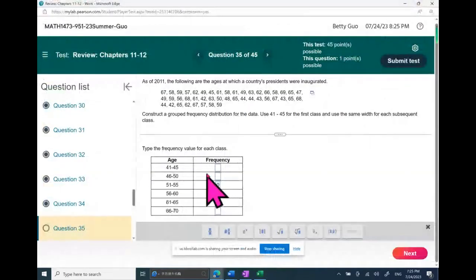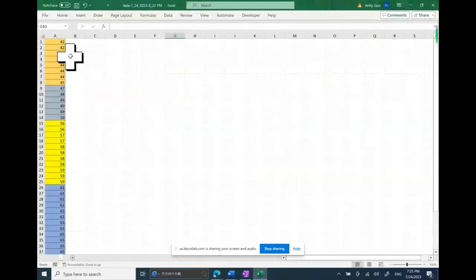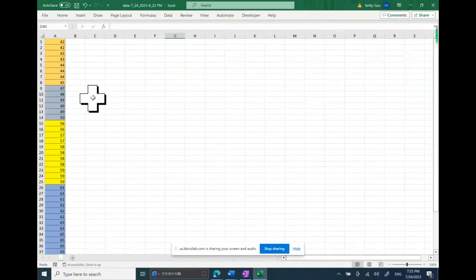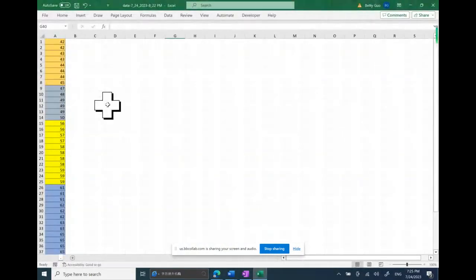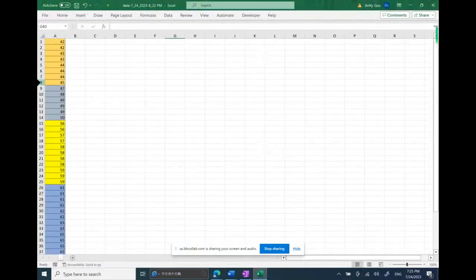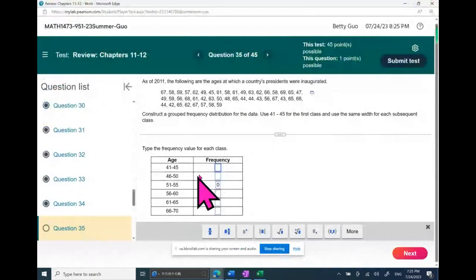All right. So now, how many values fall in the first class? How many values are between 41 and 45? We just count this way. It's a lot easier, right? So we have 8 of them that fall in the first class, 41 to 45. You can see there's 8 here, right? 8 of them.